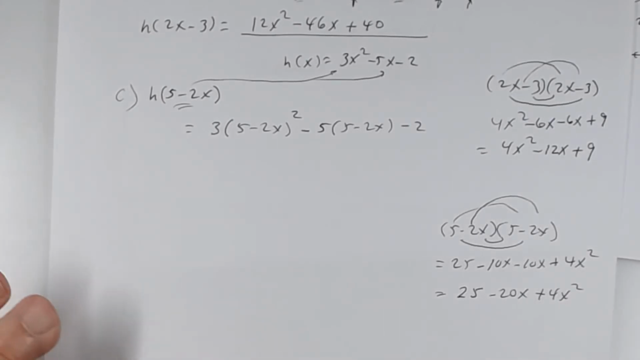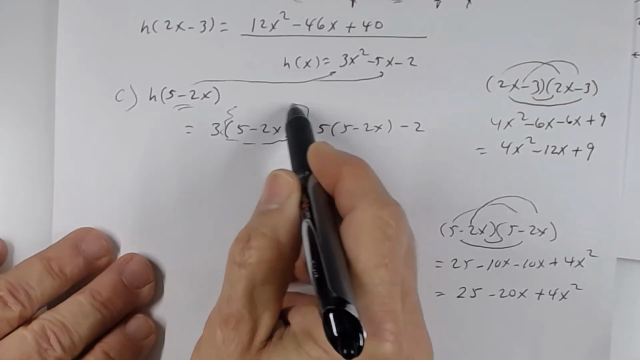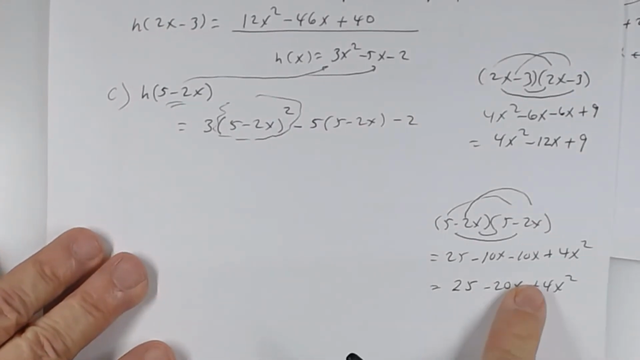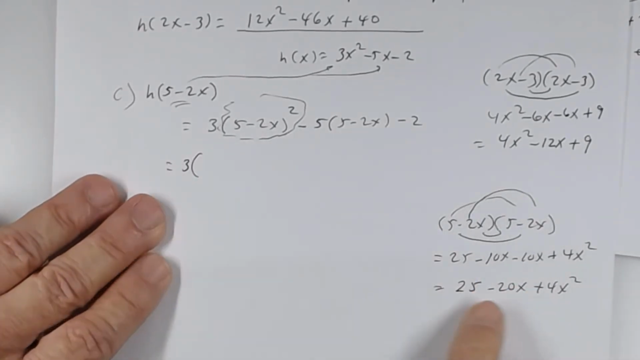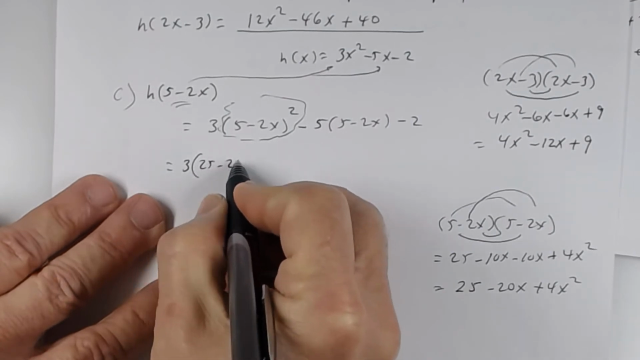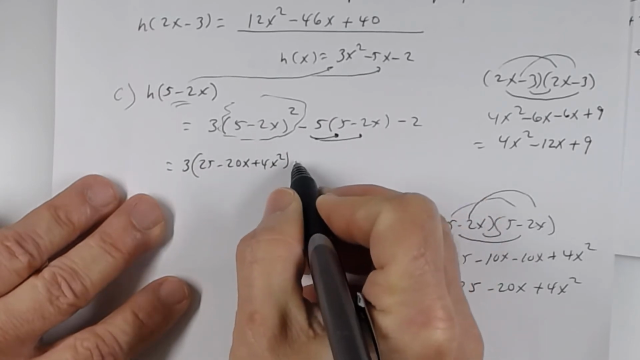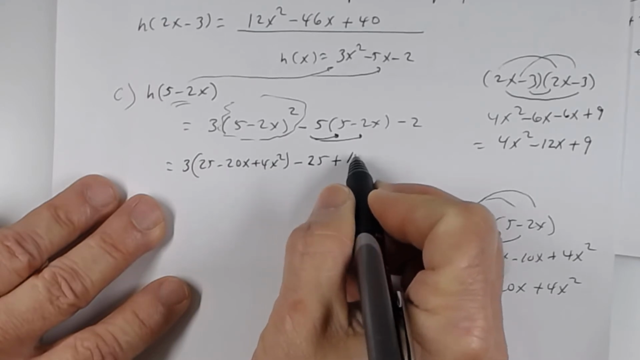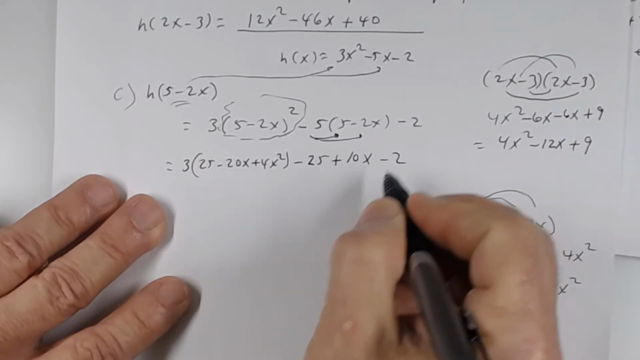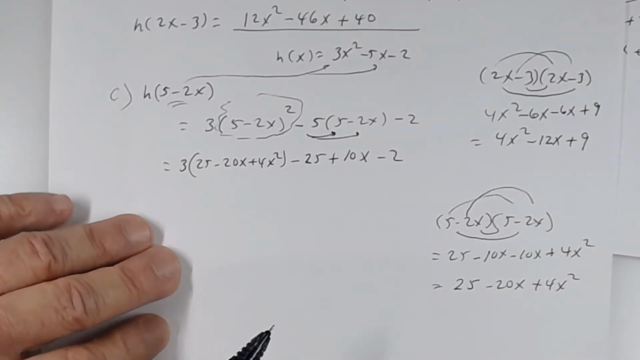So all I found, though, you got to be careful. You got to remember what it is that you just found. Just the binomial squared. That's all I found was this little part here. But that trinomial has to also be multiplied by 3. So you got to keep that in mind. So you're going to say 3 times this trinomial, 25 minus 20x plus 4x squared. And then let's go ahead and distribute the negative 5 here. I get negative 25 plus 10x, and then minus 2. Okay, you want to leave your answer like this? No. If you do, you're not going to get full credit. What should you do next?